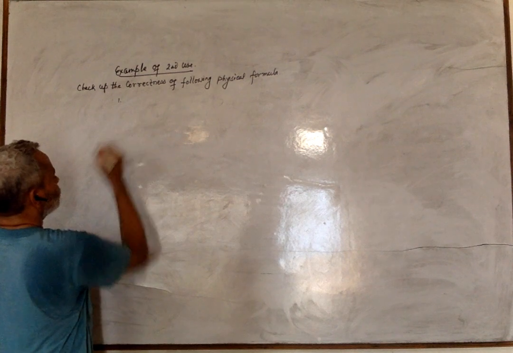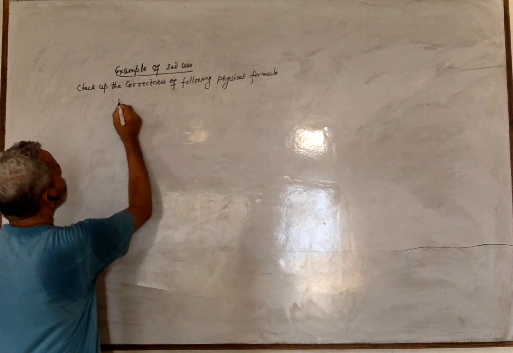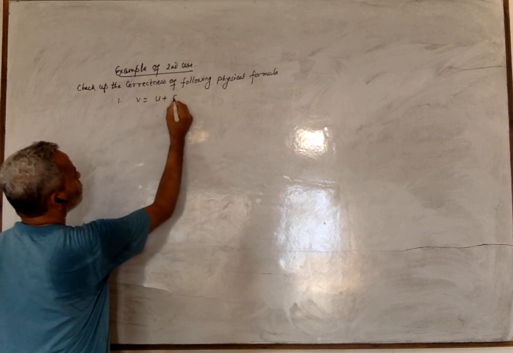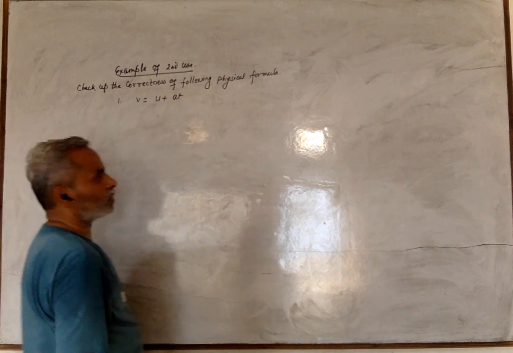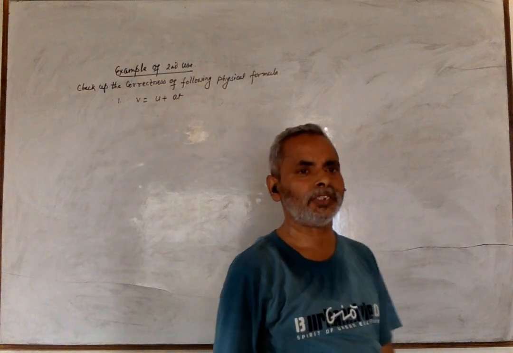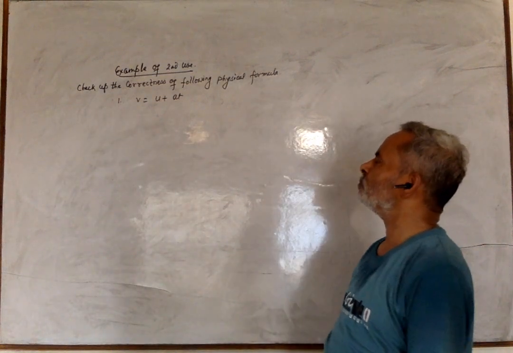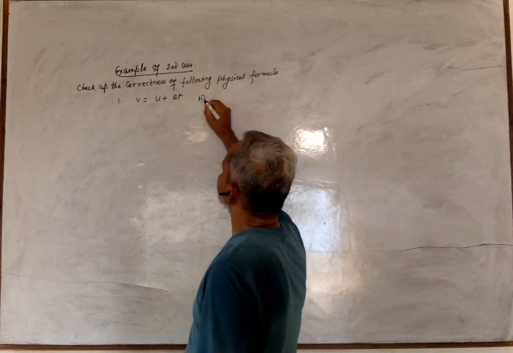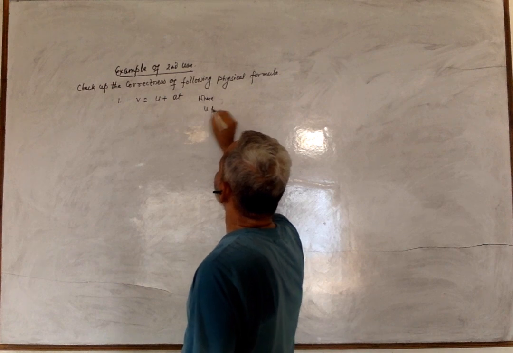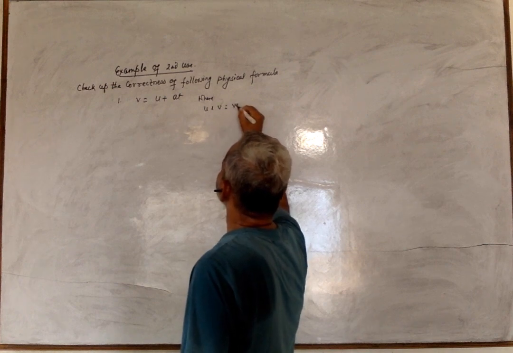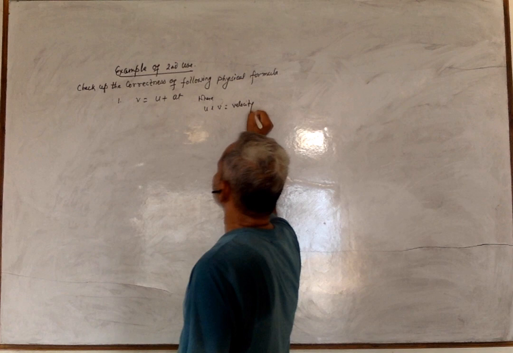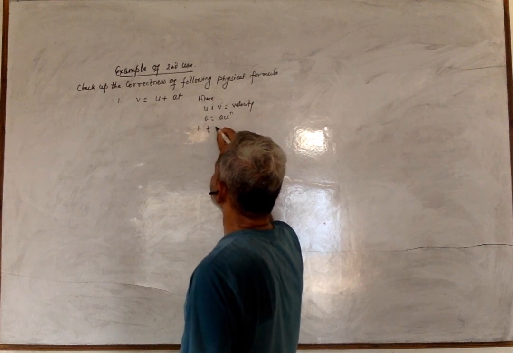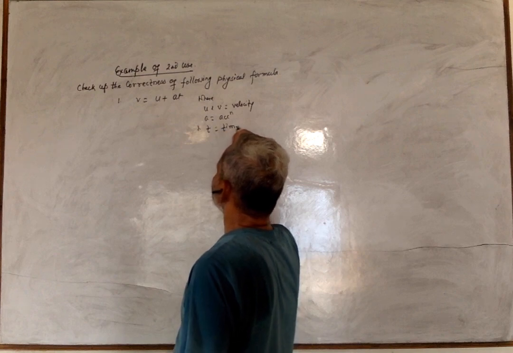First, V equal to U plus AT. Here U represents initial velocity and V represents final velocity. Velocities have the same dimensional formula, where U and V are velocity, A is acceleration, and T is time.